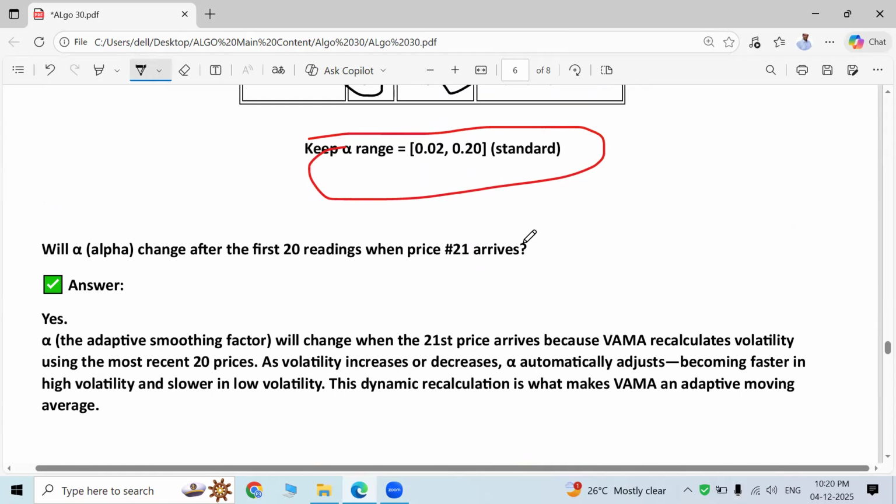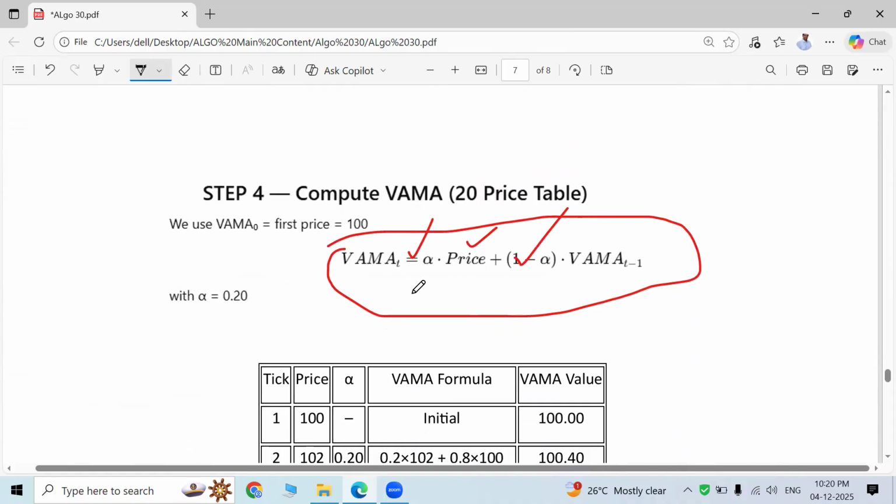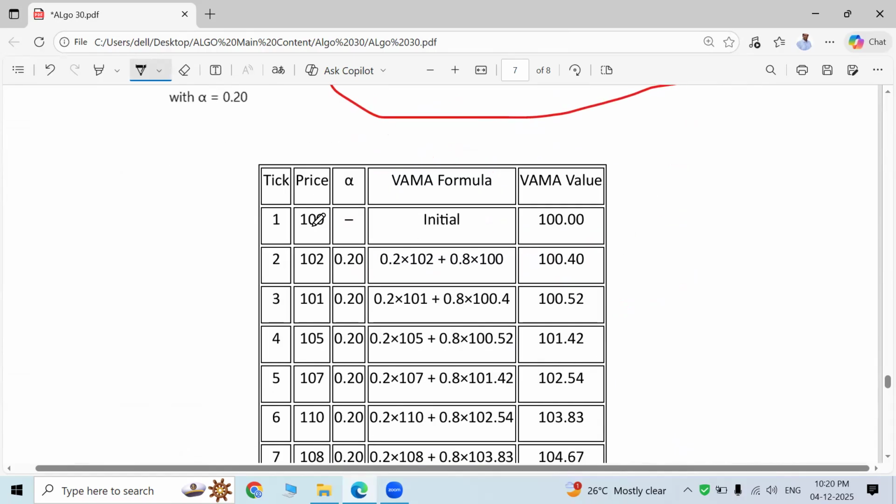Now if the 21st reading comes, do we get a new VAMA? The answer is yes, for sure. Every time a new reading comes, the VAMA is updated automatically. Now let me show you how the VAMA is calculated. VAMA is alpha times price plus 1 minus alpha times the previous value of VAMA. The first VAMA is not available, so we copy it from the first reading.